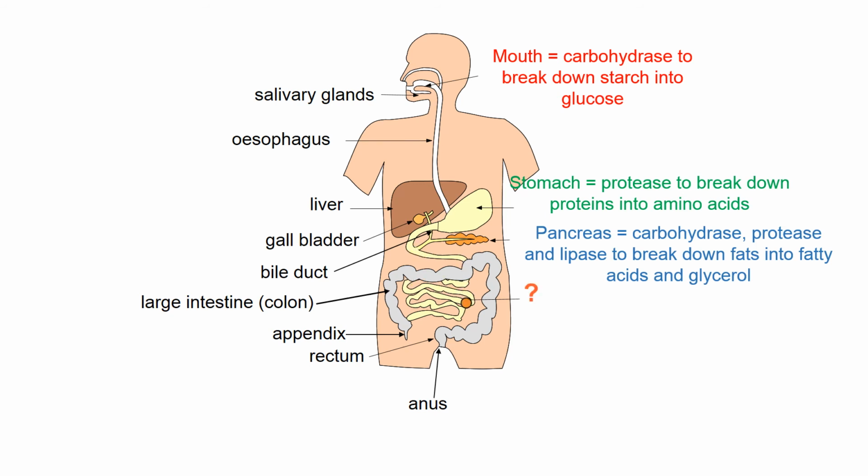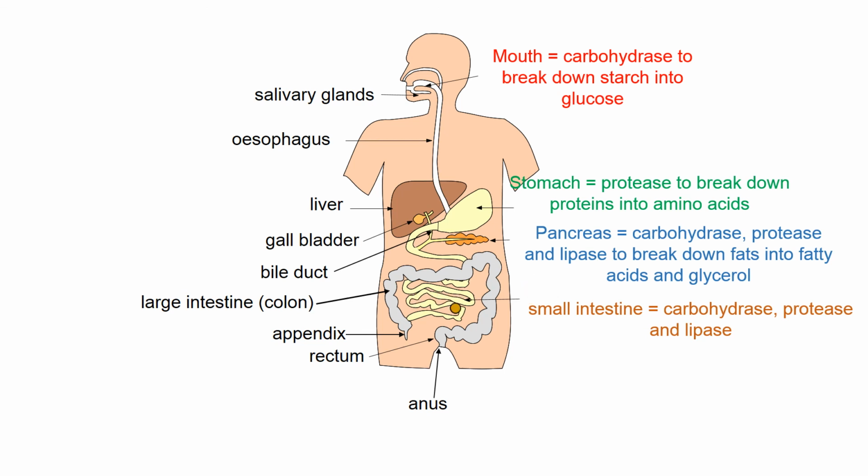As the food continues to pass through the small intestine, enzymes are still produced by the small intestine itself. And we still get the production of carbohydrases, proteases and lipases. So we still get the breakdown of fats, proteins and carbohydrates. The small intestine is also responsible for absorbing these small and soluble molecules.